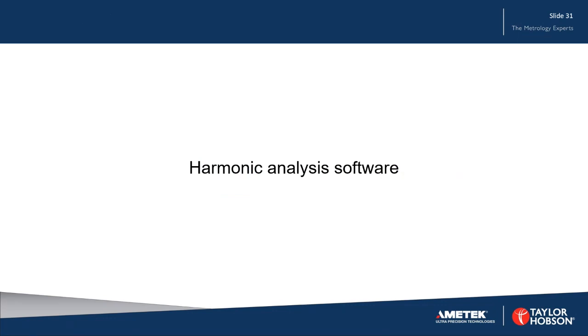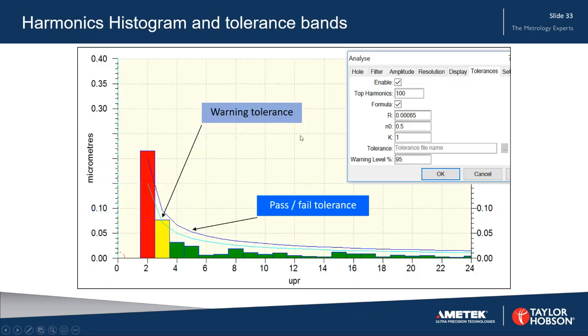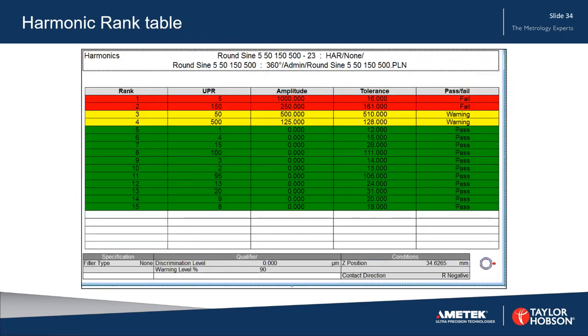So let's have a look now at harmonic analysis software. And we have the ability to color code these and say whether we've got a pass, a warning level, or a failure. And we're able to also look at the harmonic rankings, the importance of those harmonics relative to their tolerances. And we're able to use a formula to define the tolerance bands, or to import a CSV, a comma-separated variable file, to define these tolerance bands. There's the harmonic ranking table.